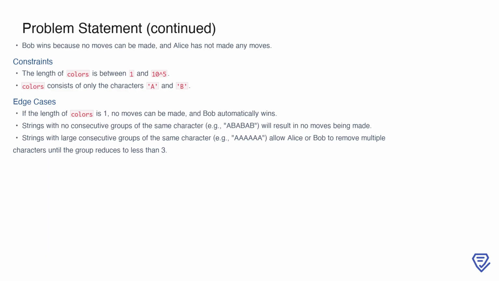Now, let's consider the constraints and edge cases. The length of the string colors can be as small as 1 and as large as 100,000, and it will always consist of characters A and B. For edge cases, if the string length is 1, no moves can be made, and Bob automatically wins. Similarly, strings with no consecutive groups of the same character, like ABABAB, will also result in no moves, leading to Bob's default win. On the other hand, strings with large consecutive groups of the same character, such as AAA, allow players to make multiple moves until the group reduces to fewer than 3 characters. These examples and constraints highlight the different scenarios you'll need to consider when solving the problem.